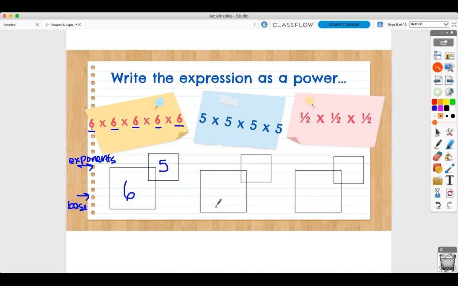How about you pause the video here and determine these two over here. All right, welcome back. Let's see if your answers are correct. The base is 5, because that's the number being multiplied by itself, and you're multiplying 5 1, 2, 3, 4 times. Over here in the pink one, your base is going to be 1/2, and you're allowed to have fractions for bases. That's totally fine. And the exponent for that would be 3.